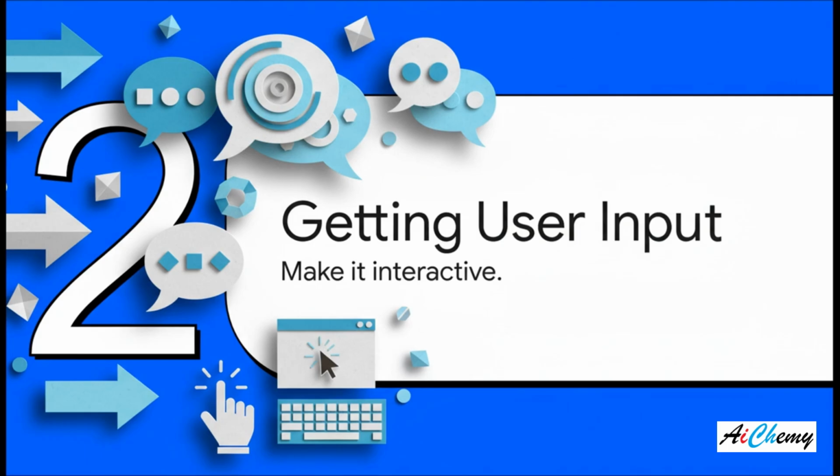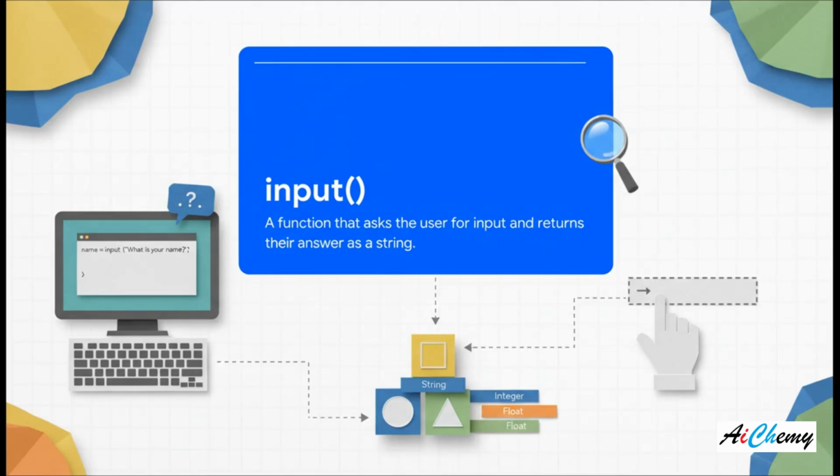Okay, this is where it gets really fun. Let's make our program actually do something interactive. I mean, a program that just runs on its own is cool, I guess, but a program that can actually talk to a user and react to them, that's a whole other level. To do this, we use a built-in tool that Python gives us called the input function. What it does is simple. It prints a question that you write out to the screen, and then it just waits. It pauses the whole program until the user types something and hits that enter key.